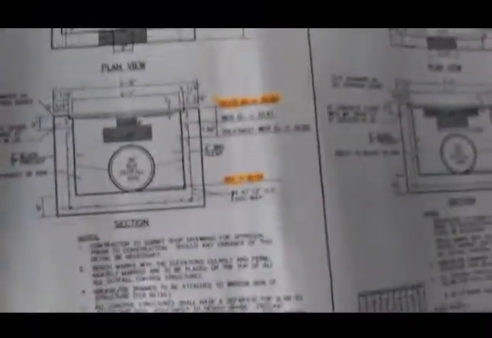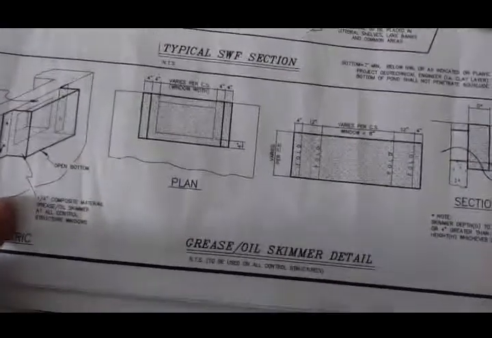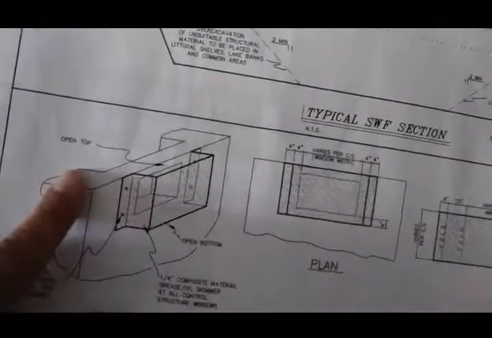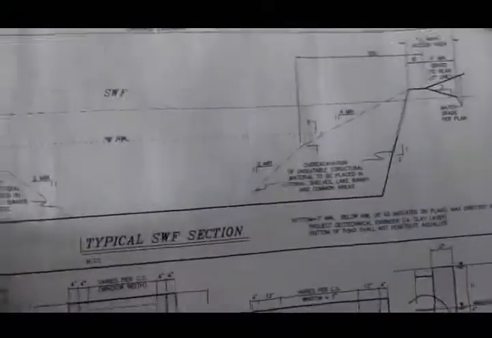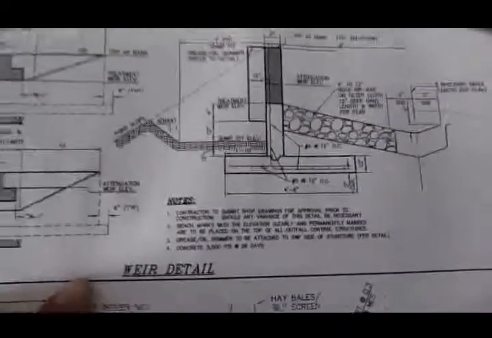So these are going to go with a wash house base. We're going to just go through these. Maybe I need to go through D. Type D, structure control detail. And then type D, construction detail. Type C, construction control structural detail. Your grease oil skimmer, and it shows the skimmer with a little box on the side, open bottom, and that shows the typical SWF section, the spreader swale section, weir detail.